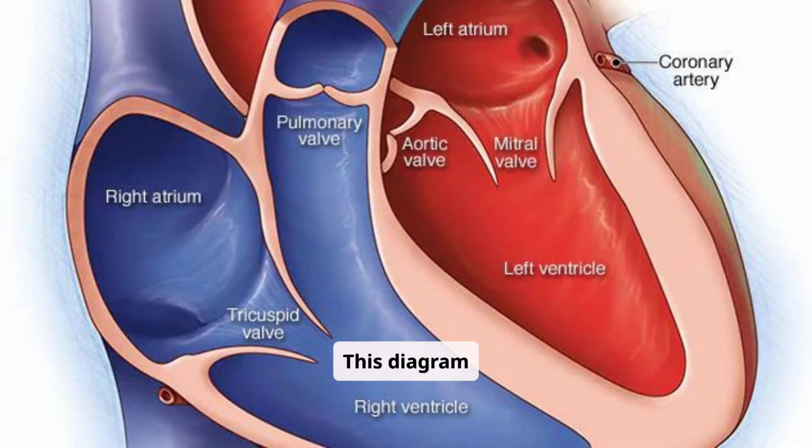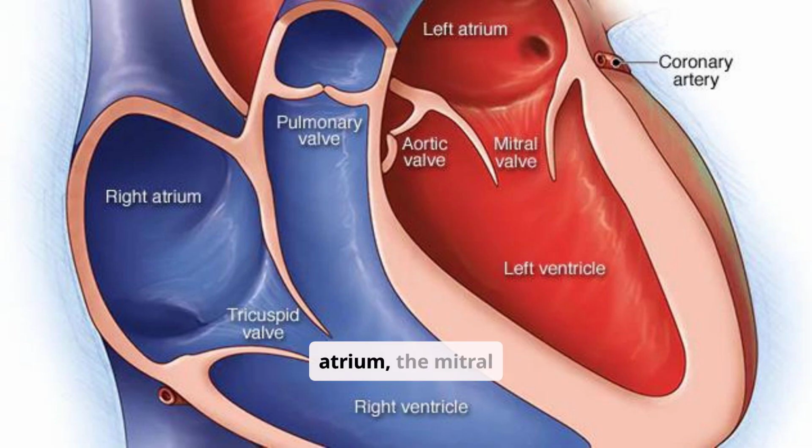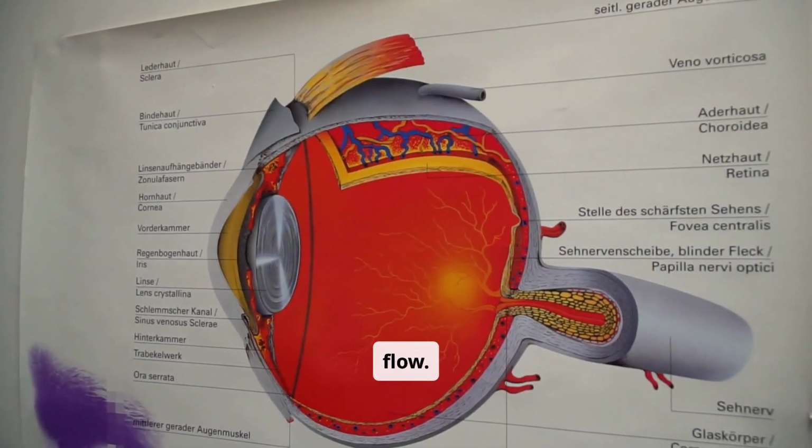This diagram provides a visual representation of the heart's chambers and valves. Notice the tricuspid valve between the right atrium and ventricle, the pulmonary valve above the right atrium, the mitral valve between the left atrium and ventricle, and the aortic valve. Understanding their location is key to understanding blood flow.